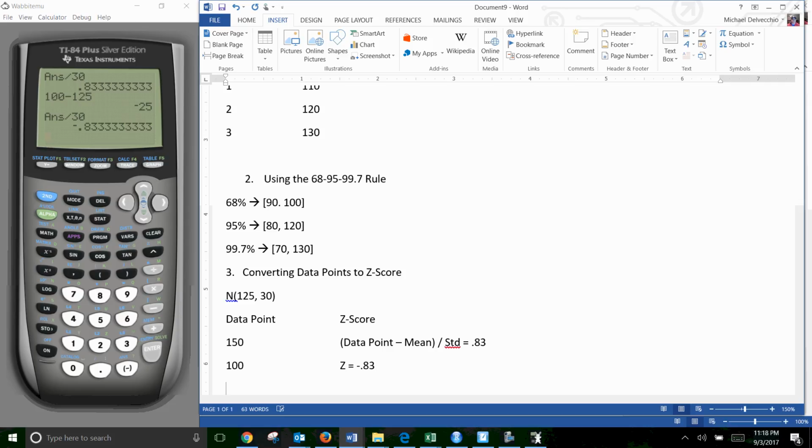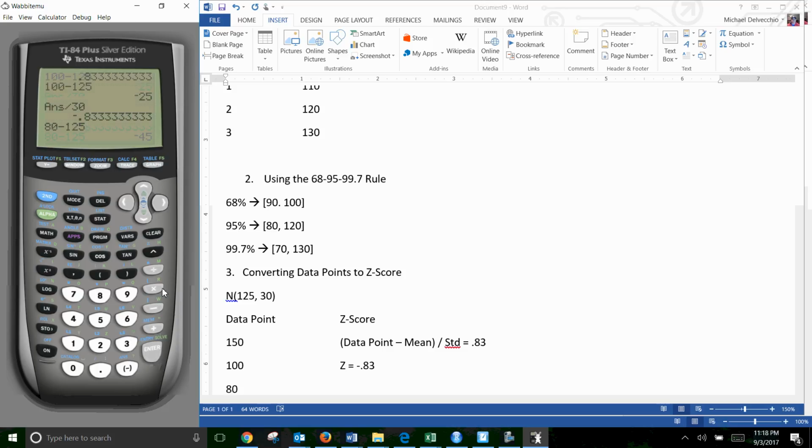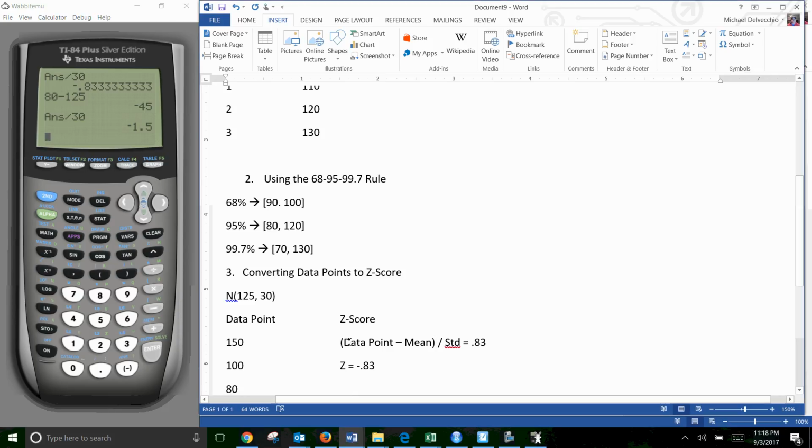Let's try one more. Let's try 80. So here we're going to take 80, subtract our mean, and then divide by our standard deviation. And this one we get z to equal negative 1.5.